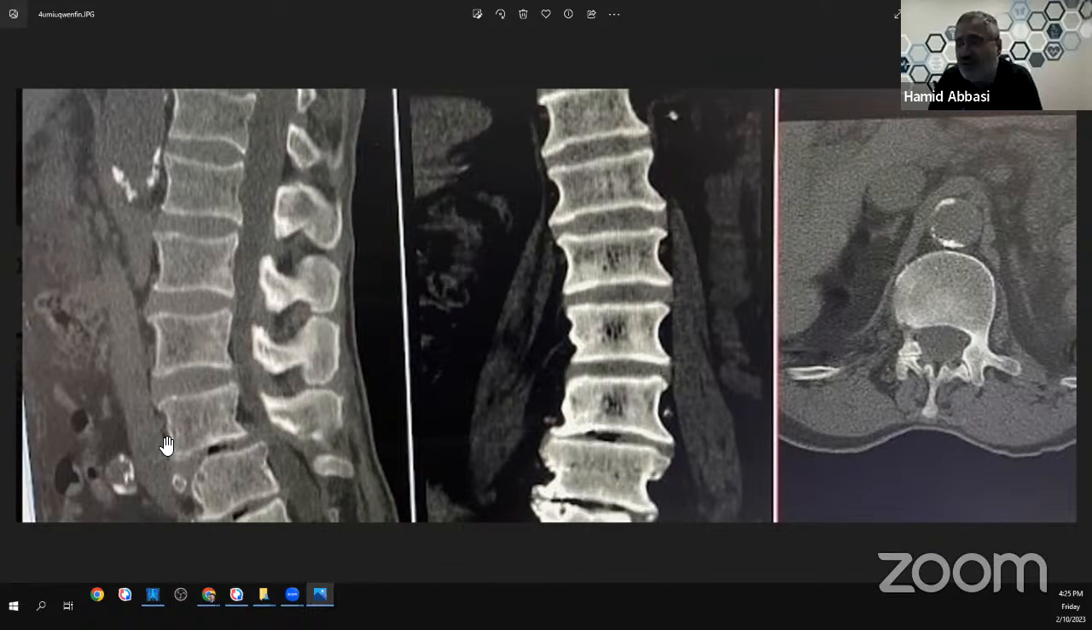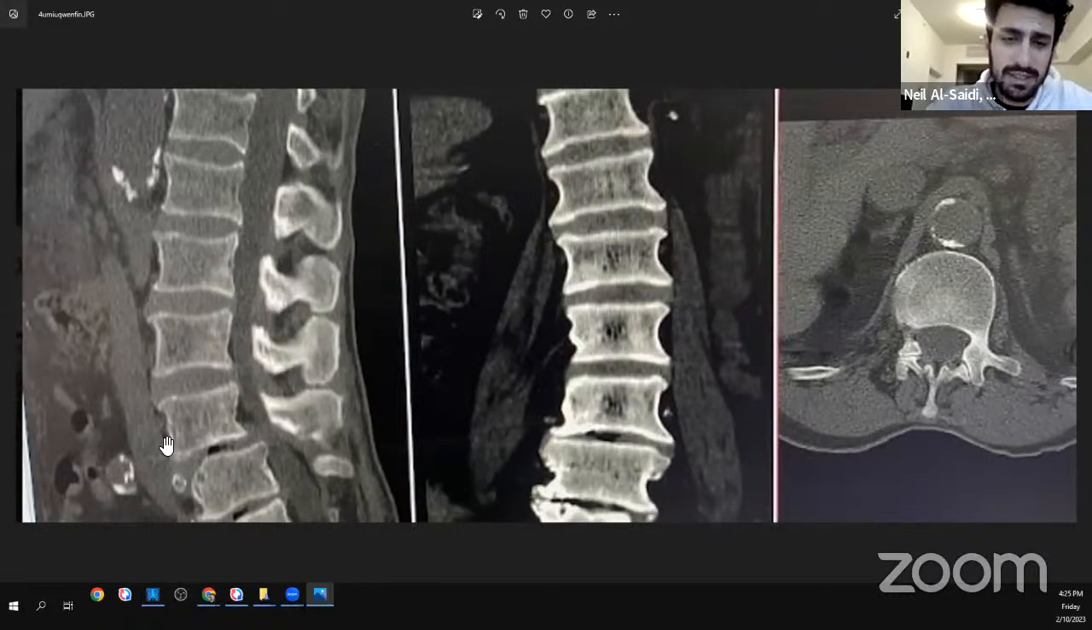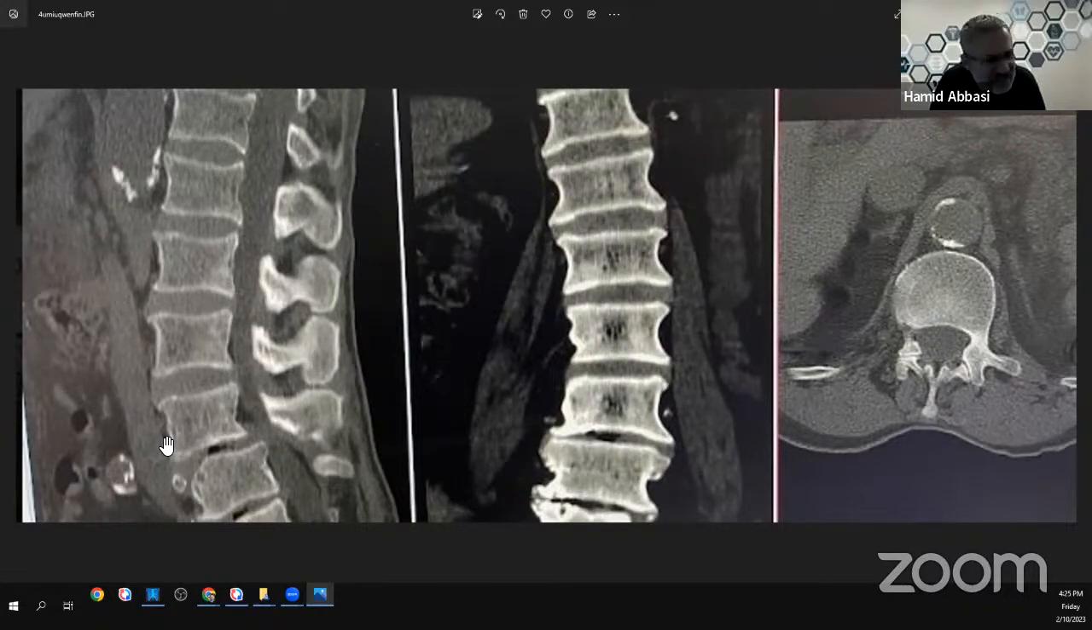That is what we call that the disc is gone. The disc is a bad disc. What do we call that? The degenerative disc disease? Correct. Yes. So anything else that's wrong there?